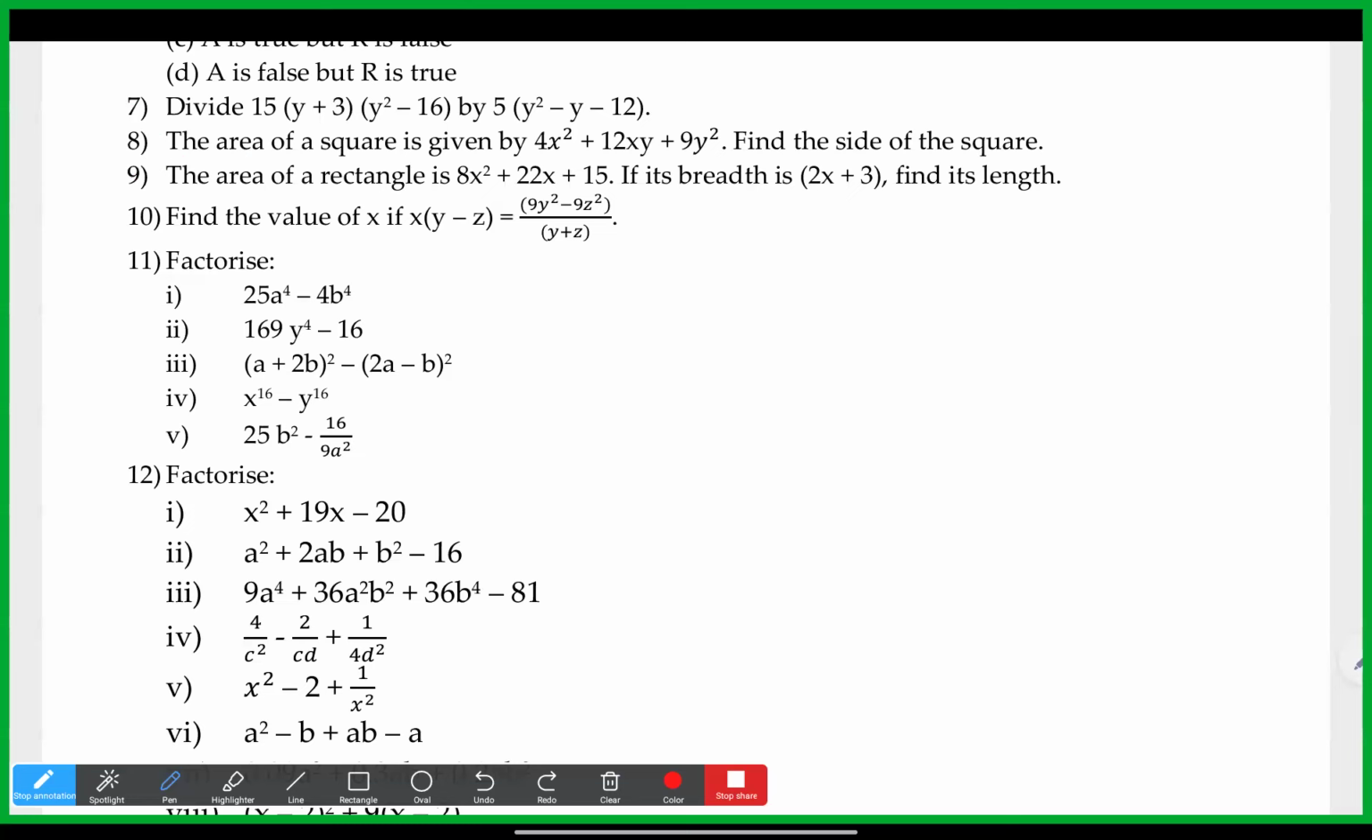The area of a square is given by 4x square plus 12xy plus 9y square. Find the side of the square. So Maisha and Pranavi, we know that area is nothing but, if it is a square, when you multiply the same number with itself, we will get the area, no? That is generally side into side, no? Yes or no? Yes, sir.